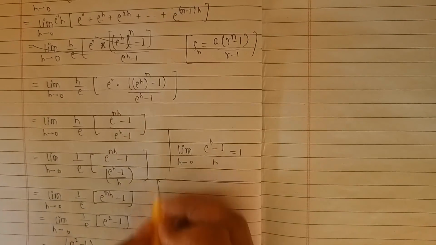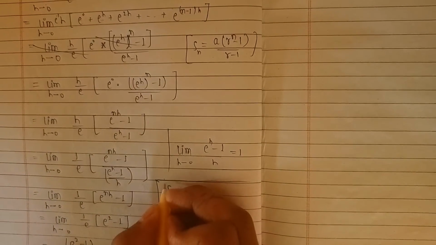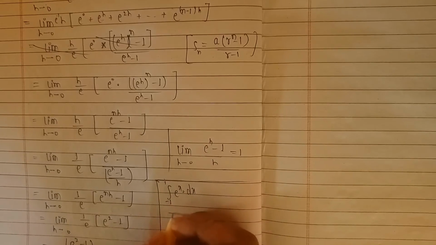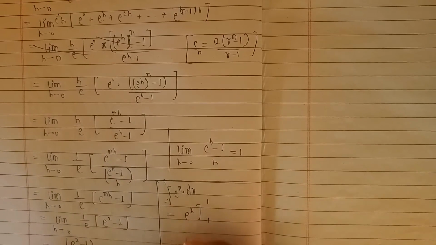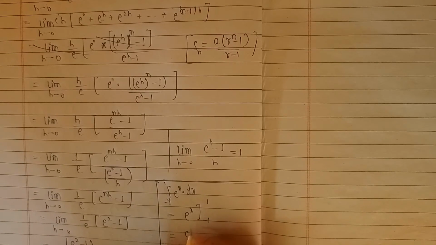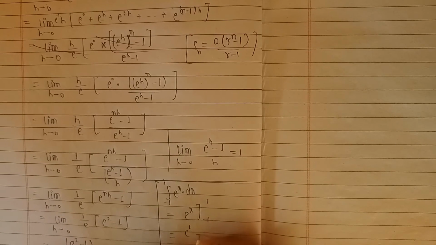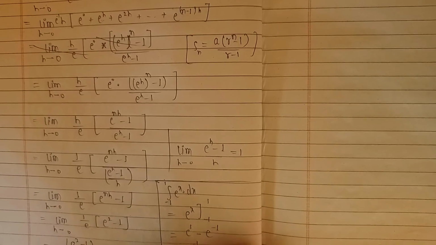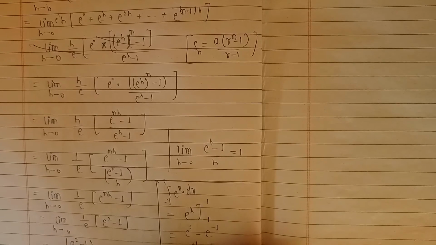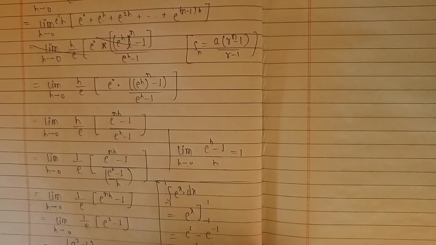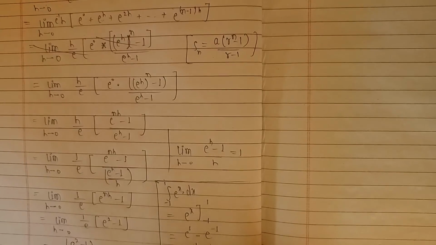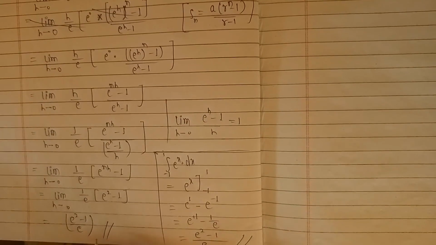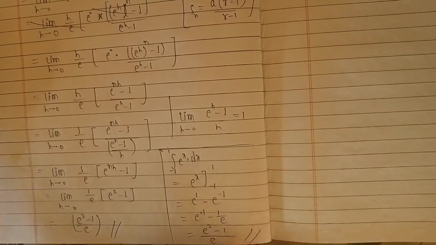Okay, so recheck it. Integral from minus 1 to 1 of e raised to the power x dx equals e raised to the power x from minus 1 to 1, which will equal e raised to the power 1 minus e raised to the power minus 1, which will be e raised to the power 1 minus 1 upon e, which equals e square minus 1 upon e. Done. Both are equal. You can see it, e raised to the power 2 minus 1 upon e.